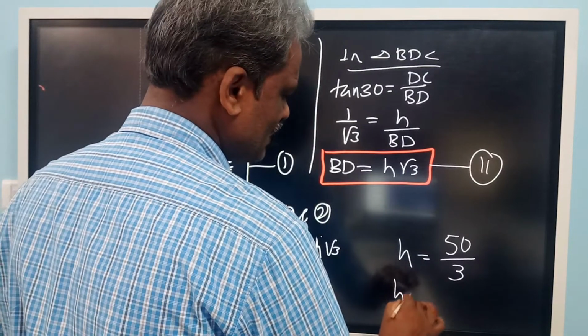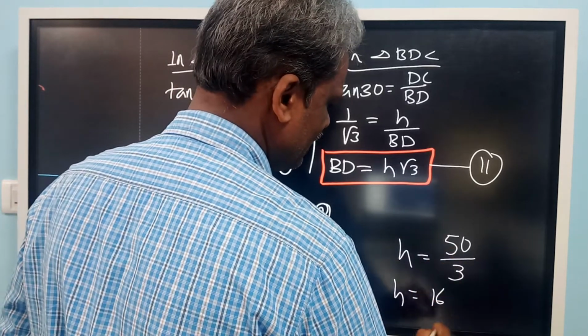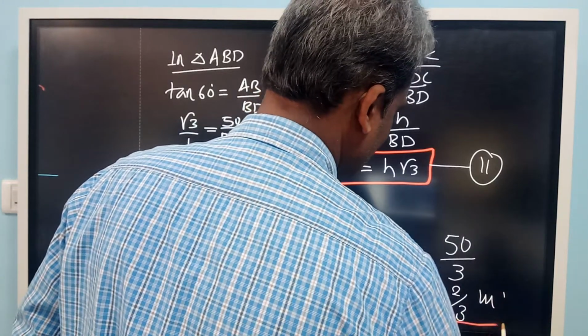You can keep this as a mixed fraction. 3 ones are 3, 3 sixes are 18, so 16 and 2 by 3 meters. So this is the height of the building.